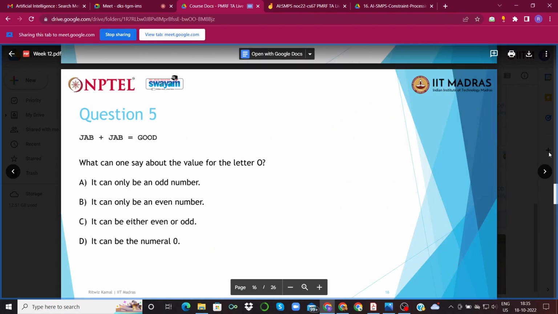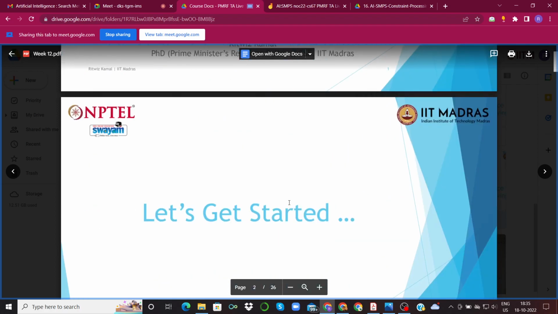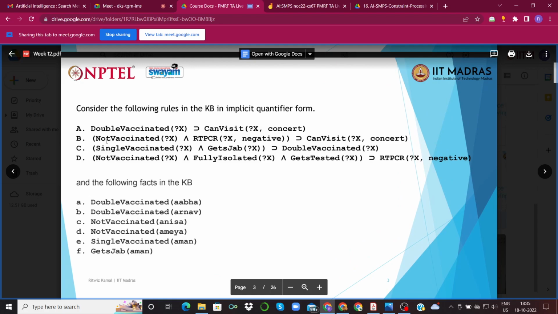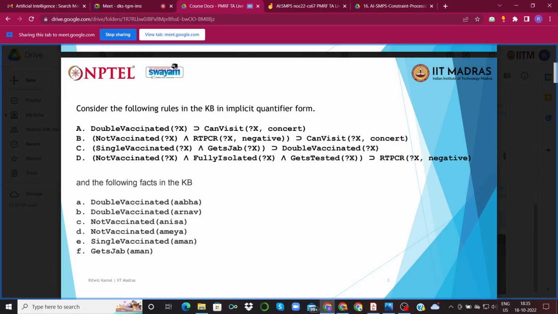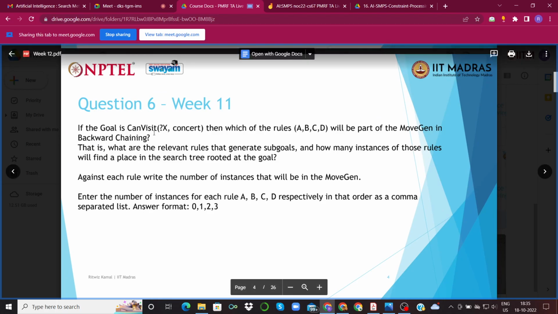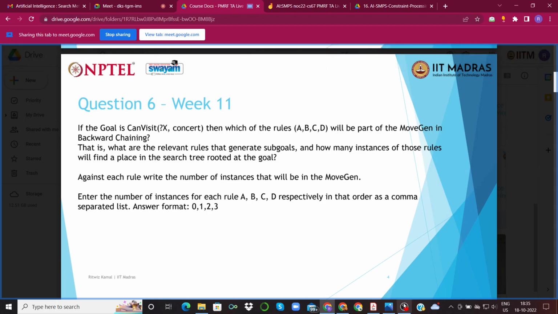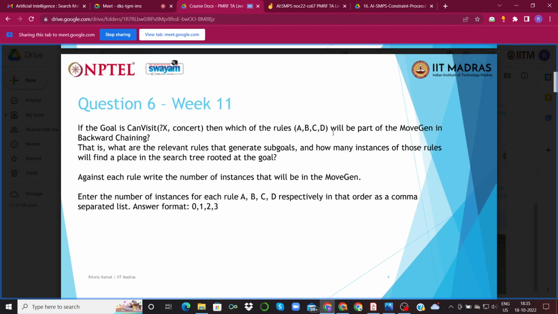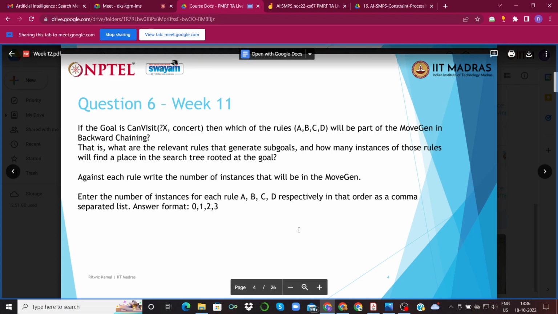I'll quickly go back to the week 11 question that had created a doubt. I'll briefly repeat the question. We had a set of rules in the knowledge base, basically double vaccinated variable implies candidate and so on, and we had a set of facts in the knowledge base. We were asked, if the goal is can visit, to give the number of instances of each of these rules in the search tree.